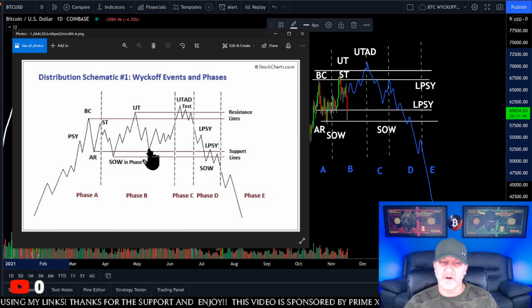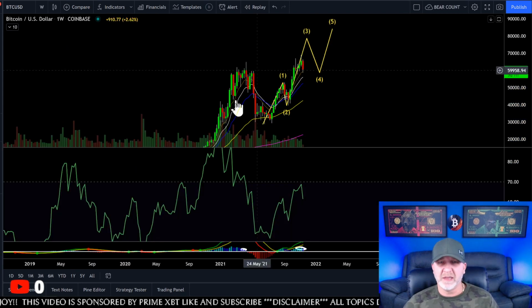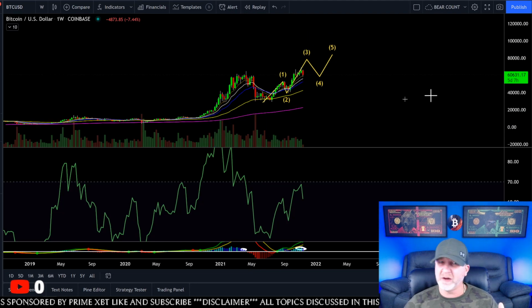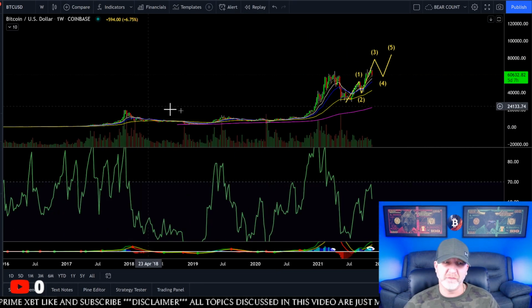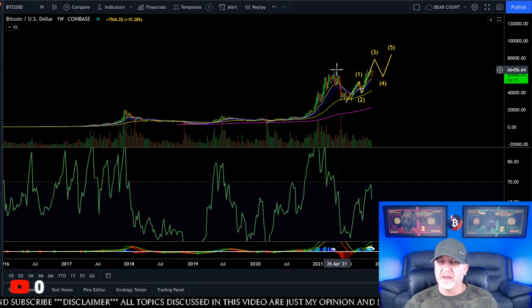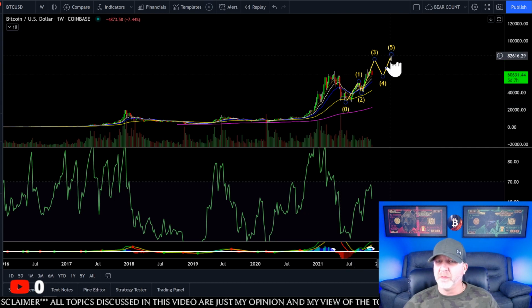Actually, we'd be somewhere around in here, and we'd be looking for this next wave up to make another high if this was the case. Now, in the bullish case, here's that bullish wave count. I know a lot of people are saying they think this is wave 1, and then wave 2, and then wave 3 and 4, and we're working on 5.